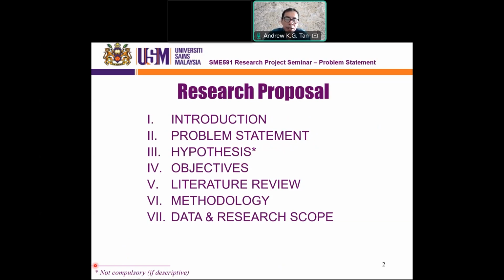Next is a section on objectives. A complete research proposal must have a section on objectives, followed by literature review, methodology, and then data and research scope. All these components are compulsory in a research proposal, except for the part on hypothesis. As I mentioned, it is not compulsory if you're doing a paper which is descriptive in nature.